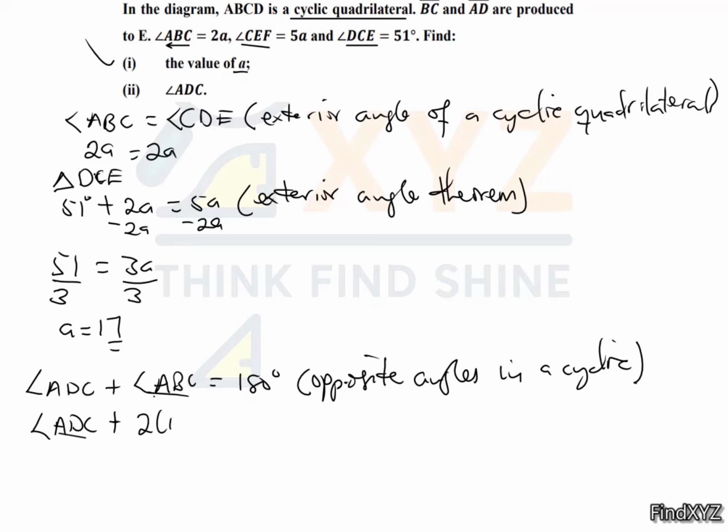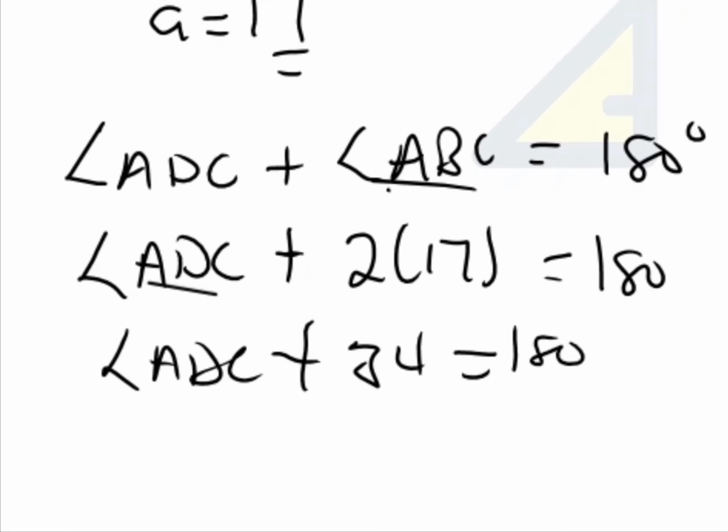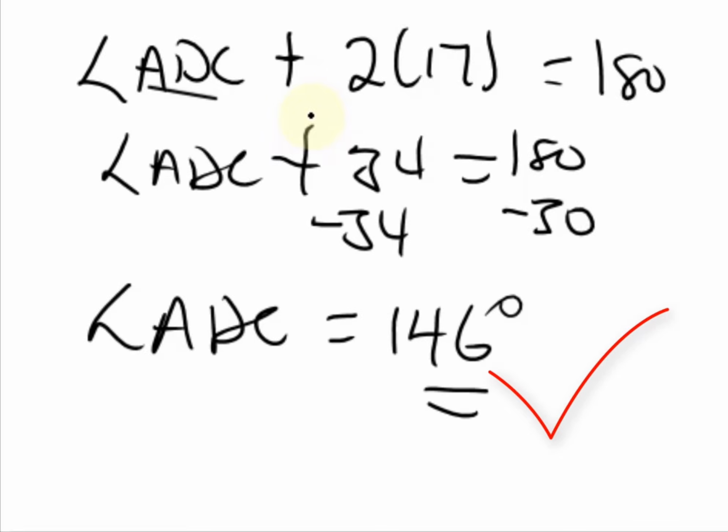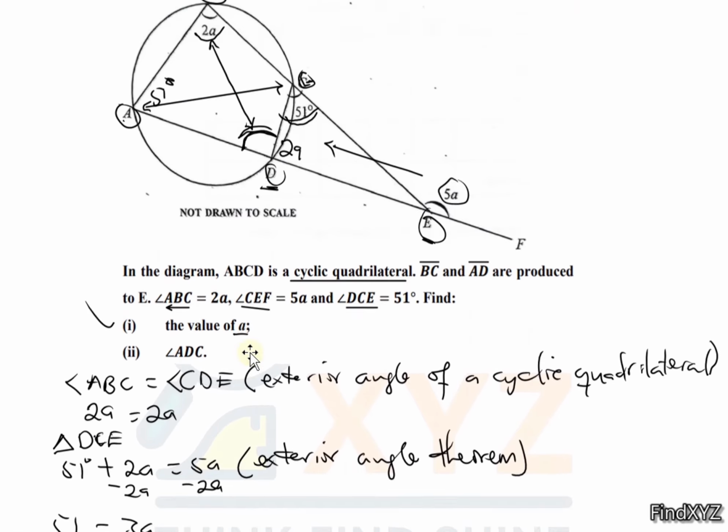So angle ADC plus 2 times 17 equals 180. Let's simplify. 2 times 17 gives us 34. Then we subtract 34 from both sides. So angle ADC is equal to 180 minus 34, which gives us 146 degrees. So that is the solution to the question of the day.